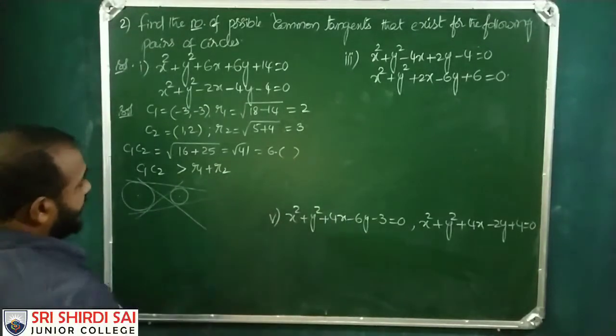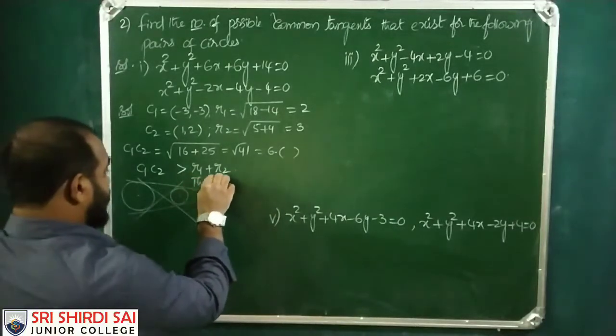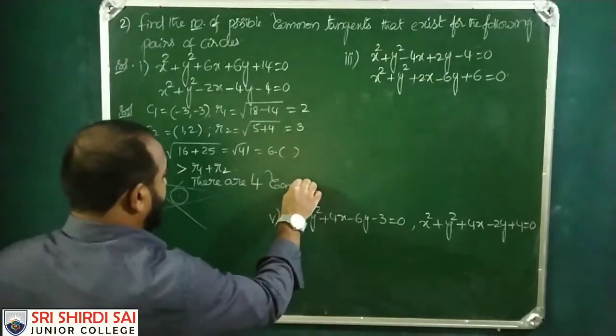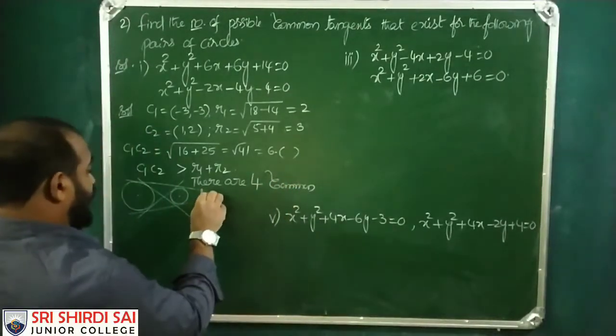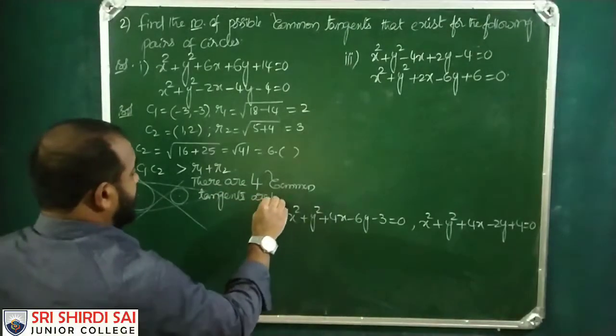So therefore, how many tangents are possible? There are 4 common tangents possible.